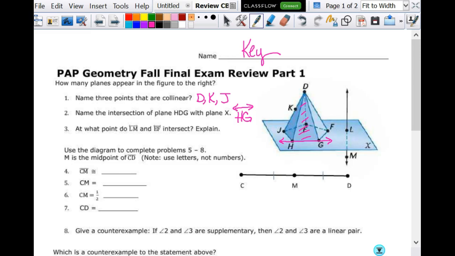At what point do lines LM and EF intersect? Well, if 2 lines intersect, then they intersect at exactly 1 point. And LM is this line right here. EF is this line right here. So, do you think they intersect at that point right there? The answer to that is no, they do not intersect.